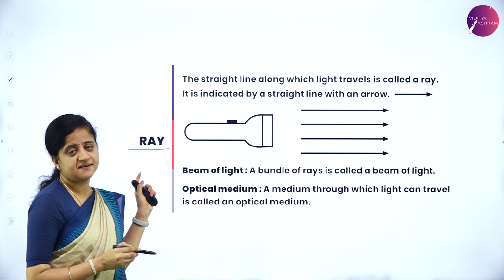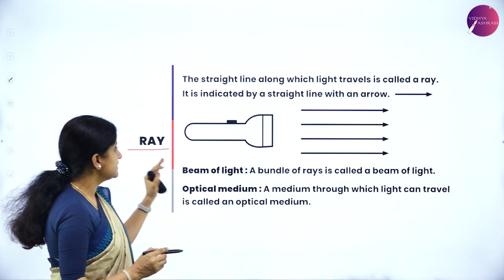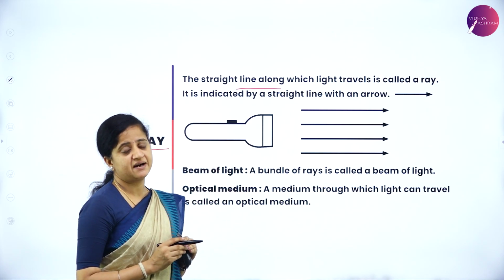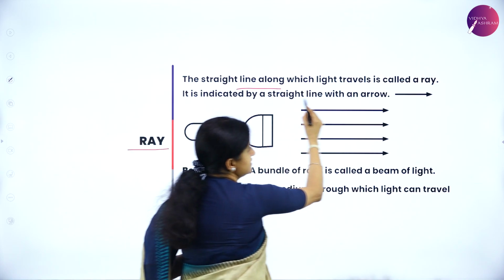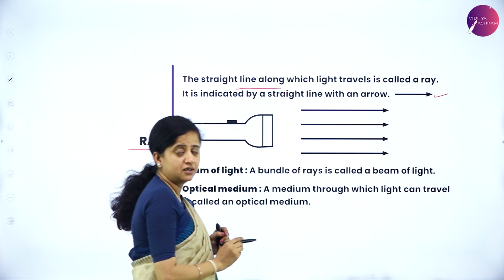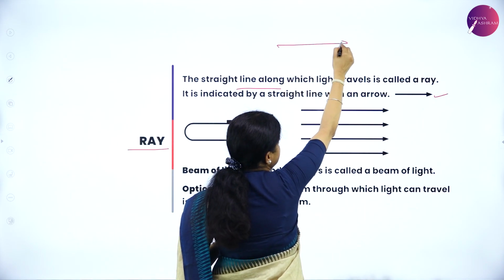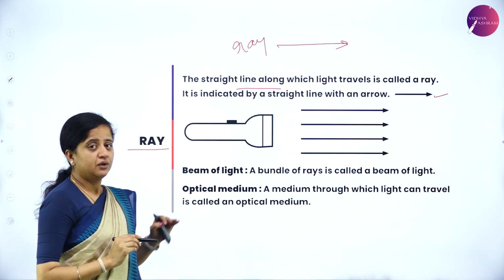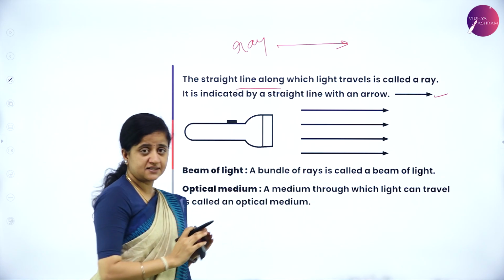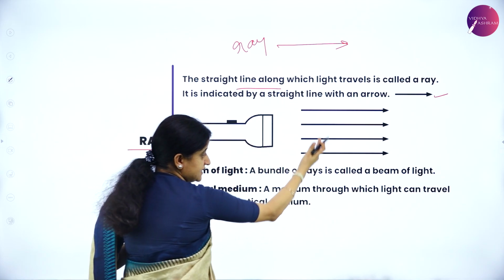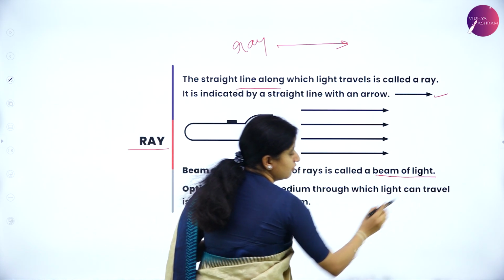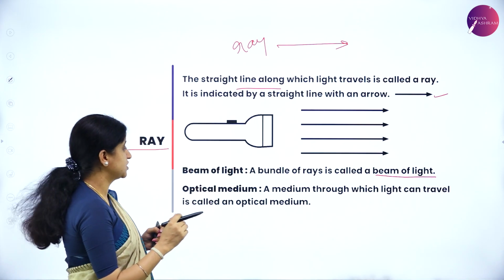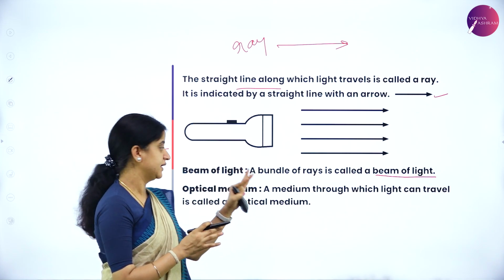So the first one is ray. What is a ray? It is nothing but a straight line along which the light travels. It is denoted by a straight line with an arrow mark. So one single straight line with arrow mark is called as a ray. Now, what is this group of rays called as? A bundle of rays is called as beam of light. We can observe a beam of light when the torch is switched on. So it's nothing but a bundle of rays.